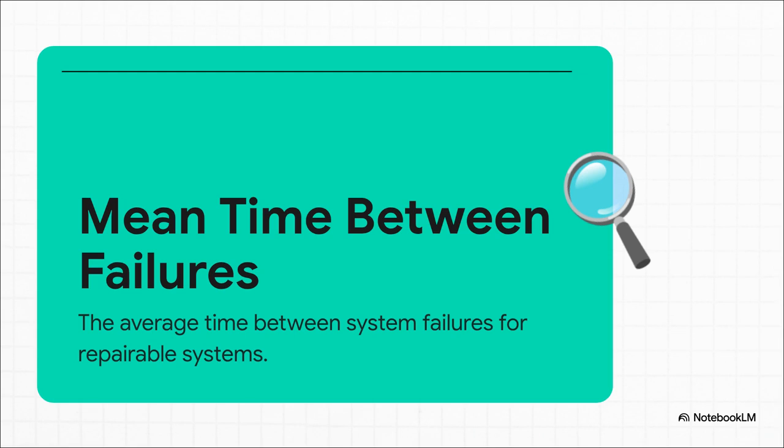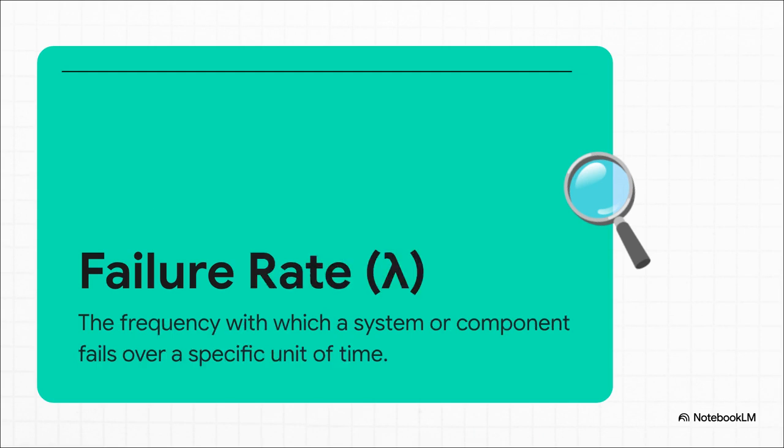Then you have its cousin, MTBF, or mean time between failures. This is for things you can and do repair, like that web server we talked about, or your car. It's not measuring the total lifespan, but the average time it runs perfectly between breakdowns. And the last piece of our measurement puzzle is the failure rate. You'll often see it shown as the Greek letter lambda. All this tells you is how often something is expected to fail over a certain period. Simple as that. These three metrics are the language engineers use to talk about and improve reliability.